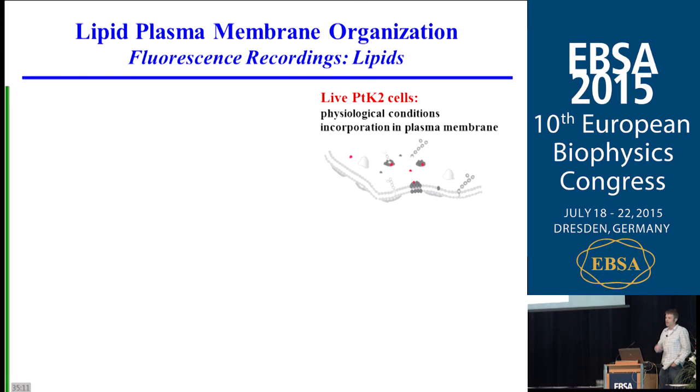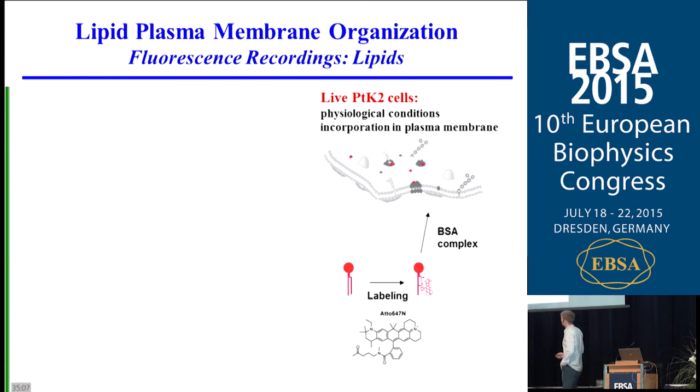So we took live mammalian cells at room temperature, at physiological conditions, and incorporated fluorescent molecules into the outer leaflet of our cells. In this case, we labeled a lipid with an organic dye, for example, the organic dye ATTO 647N, but we're using other dyes as well. I will come to that later. And via a BSA complex, we efficiently deliver them to the outer leaflet of our plasma membrane.